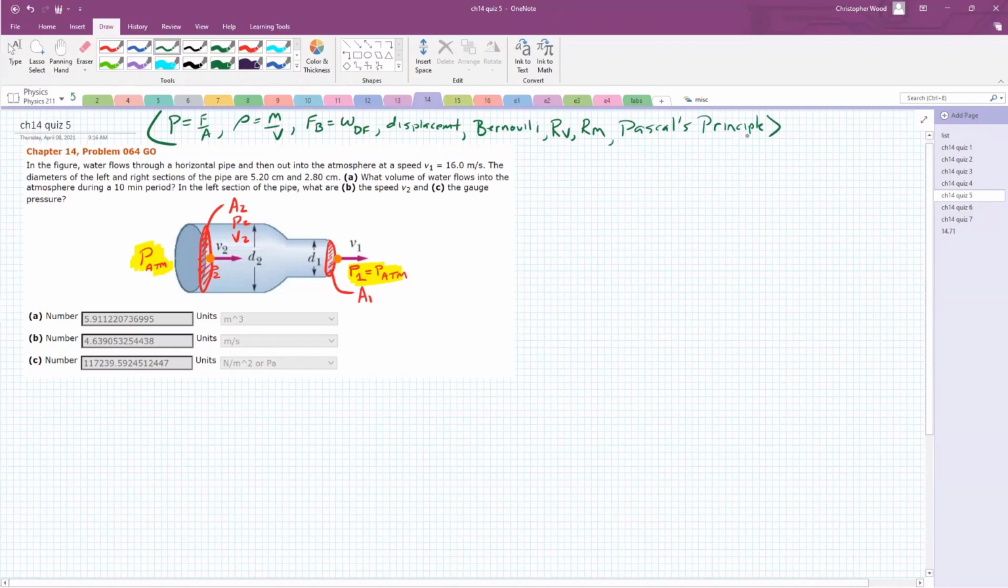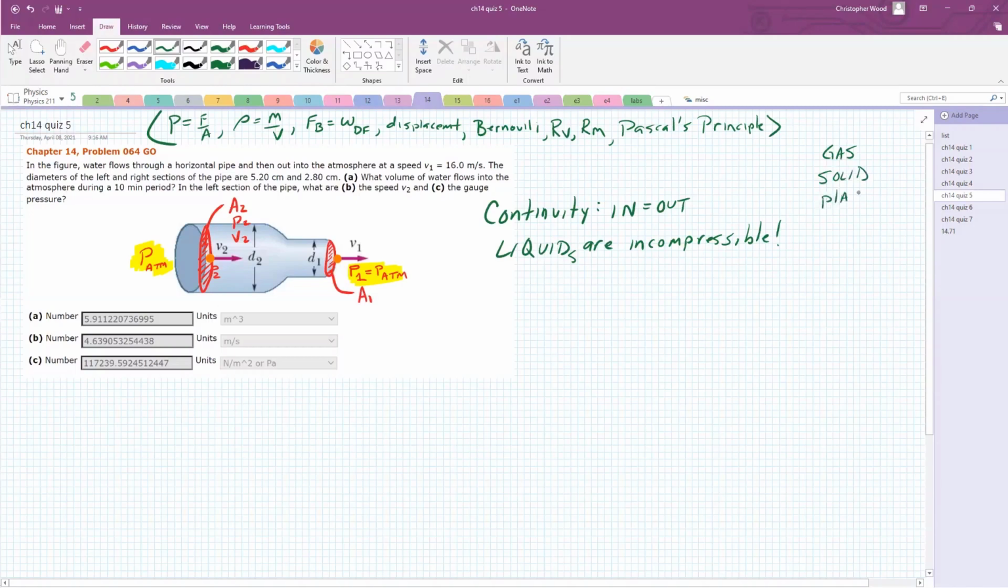All right. So we're going to talk about continuity. The overarching theme here in this solution is continuity. Continuity means the following: what goes in must come out. And do you know why this is true when it comes to liquids? Because liquids are incompressible. You can't compress a liquid, which actually makes them outstanding transmitters of force. You can compress a gas. You can compress a solid. You can compress a plasma, but you can't really compress a liquid.